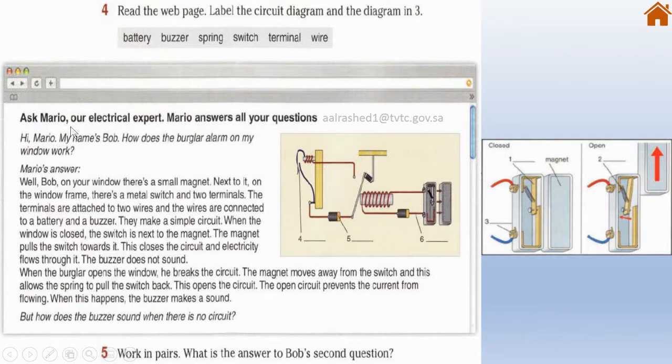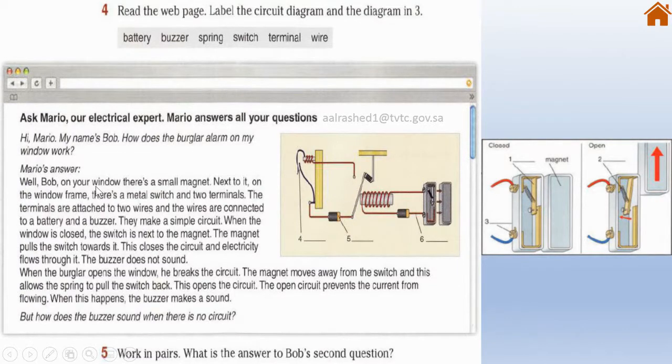Ask Mario. Our electrical expert, Mario, answers all your questions. Hi, Mario. He names Bob. How does this burglar alarm on my window work? So this is the specialist from whom we need to receive the answer on how this device works.